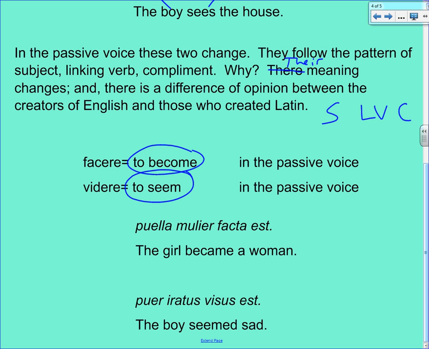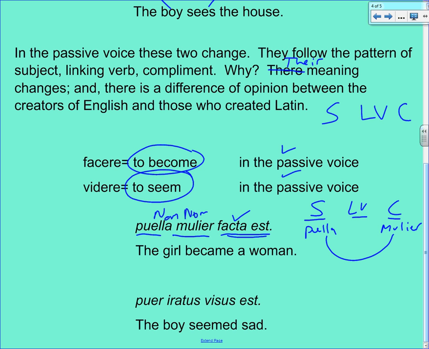Well, let's see if they do. In the passive voice, if I put, for example, the girl, facta est, becomes a woman. Notice that these are both nominative. And that is because you have a subject, puella, which is nominative. Then you have your linking verb, which is facta est. And then you're going to have your complement, which is mulier, which is also nominative, linked together. So remember our subject linking verb complement was nominative, linking verb, nominative. And that's what I end up with here. The girl became a woman.